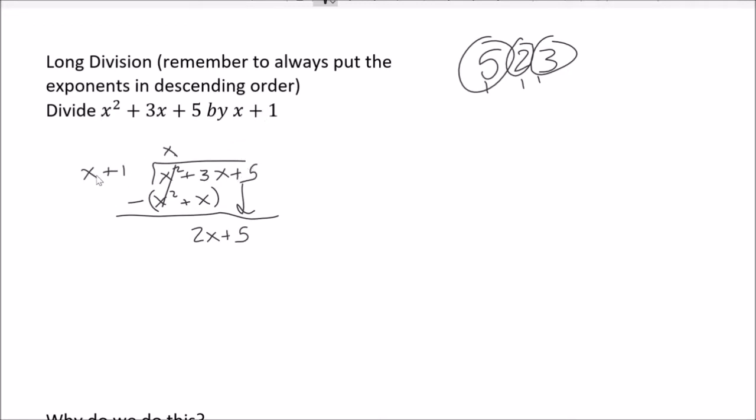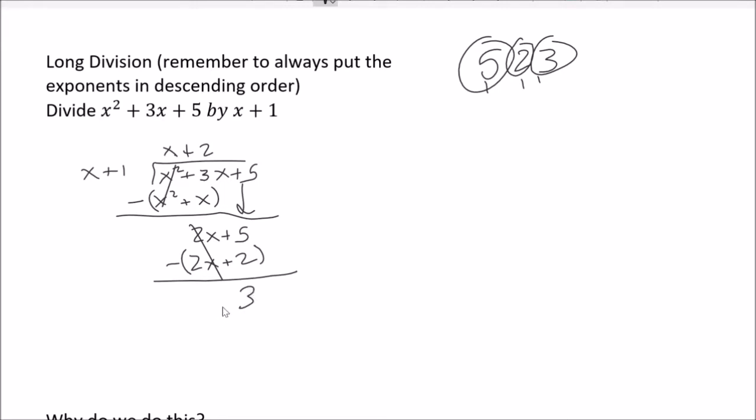Okay, so again, now we're asking x times what would be 2x? Well, that would be 2. And then we multiply the 2 by what we're dividing by. So 2 times x plus 1, that would be 2x plus 2. Now we're subtracting. Please use parentheses so you recognize that everything is subtracted. That's a really common mistake for new learners. Okay, the 2 minus 2 cancels out. You have 5 minus 2 is 3.